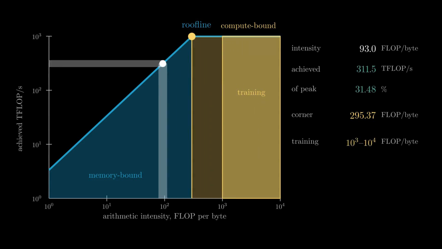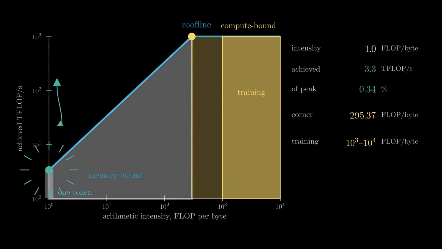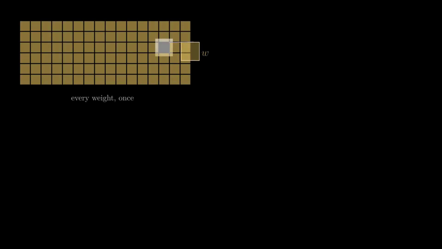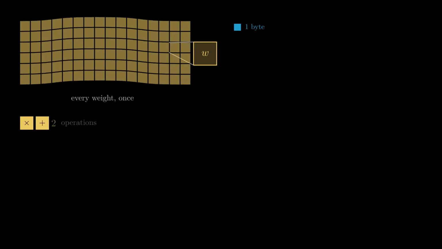Now look at where the workloads land. Training a model sits comfortably out to the right on the flat part, which is where all the talk about petaflops comes from. And generating a single token does not land anywhere near it. So where does generating one token actually land? Let us work it out together, because it is 2 lines of arithmetic and the answer is the entire video.